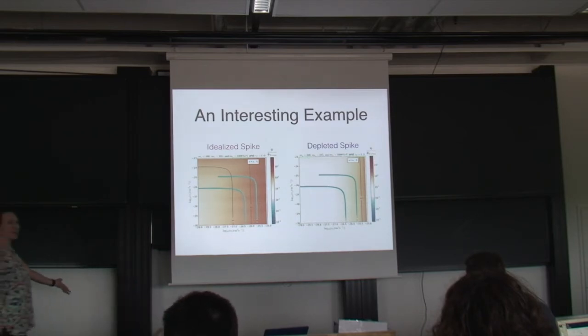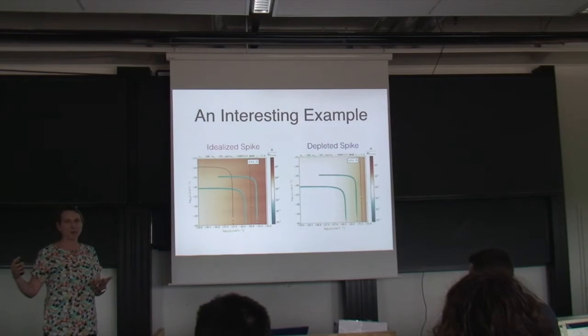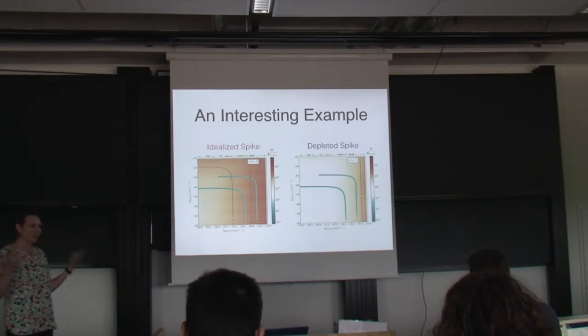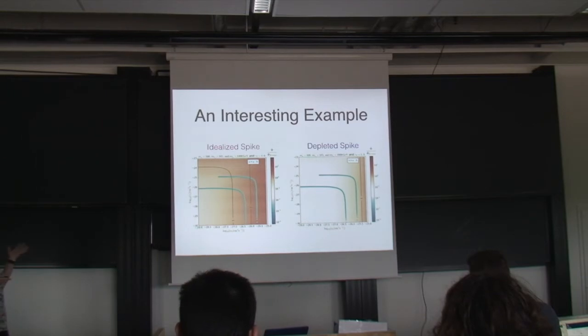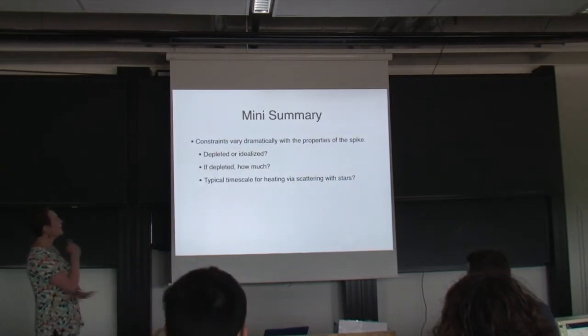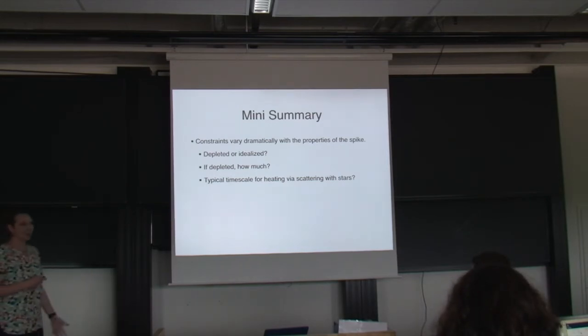So not super surprising. But this is just an example that we're mapping this back onto particle physics properties, and you end up with a completely different conception of what your model of dark matter could look like depending on these astrophysical parameters. Okay, so here's the mini summary. Constraints vary dramatically with the properties of the spike. Is the spike depleted or idealized? We don't really know. There seems to be good evidence that it's depleted. If it's depleted, how much is it depleted? We also don't really know that. But it kind of comes down to the typical time scale for heating via scattering with the stars.